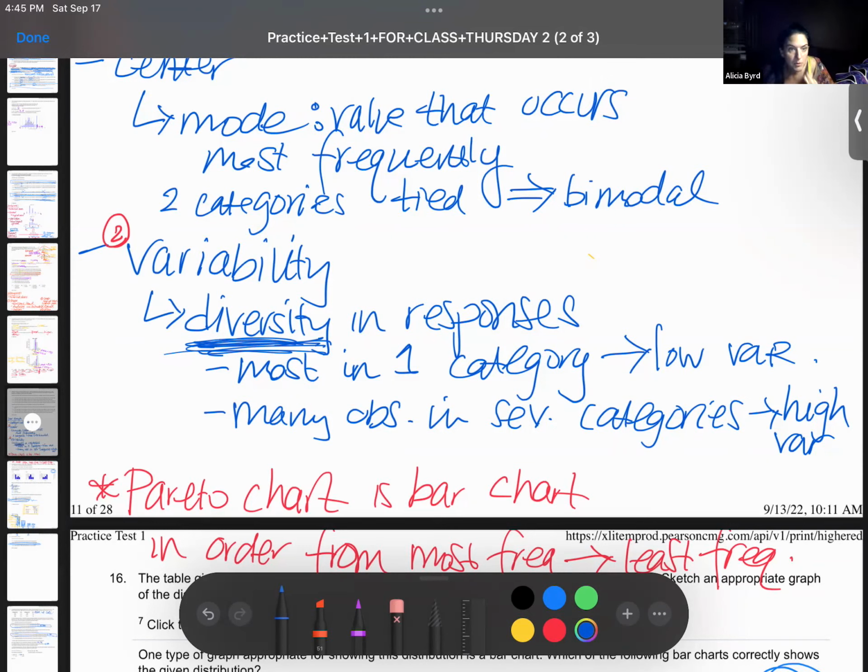But if most people agree, then that would be low variability. You could have a few people that like strawberry and chocolate, but if most people agree that chocolate's the best, then that would be it. But if you have pretty evenly spread amongst them, then we would say that would be high variability.